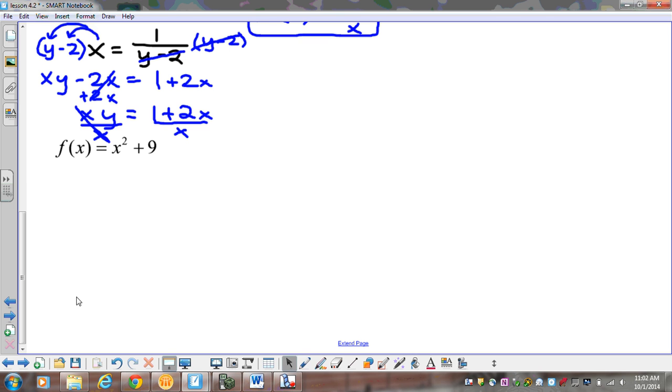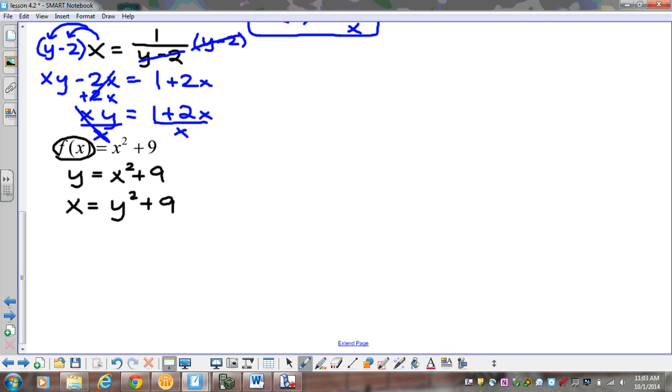All right, so let's go through this second function here. First of all, we have to find the inverse. First thing is I'm going to take f of x, and change that to a y. So y equals x squared plus 9. Second step is I'm going to flip, or take the inverse, or flip my x and my y value. So in place of y, I'm going to put an x. In place of x, I'm going to put a y.